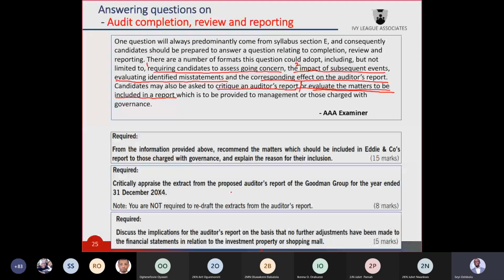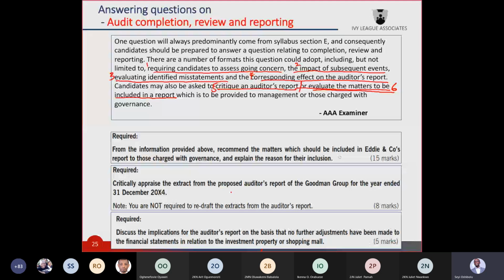You see that? So look at this requirement, for example. From the information provided above, recommend the matters which should be included in EDICO's reports to those charged with governance and explain the reason for their inclusion. That is an example of number 6. It's giving candidates scenarios, issues, and what will you include in your communication to those charged with governance, and why are you including them? 15 marks.